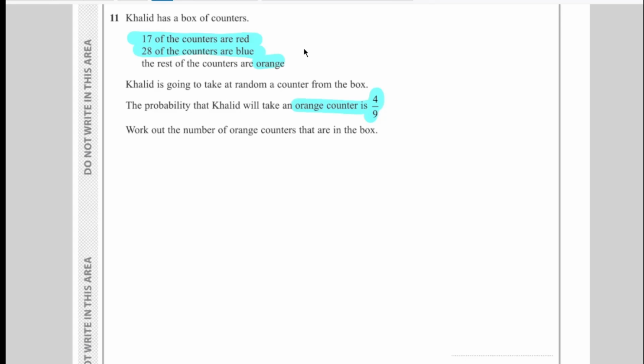So how do we do this one? Let's write in this way. 17 of the counters are red, right? So red counters are 17. 28 of the counters are blue. So blue counters are 28. The rest of the counters are orange. Then we don't know how many orange counters are. Therefore, let's introduce a letter for the orange, x. Khalid is going to take at random a counter from the box. The probability that Khalid will take an orange counter is 4/9.